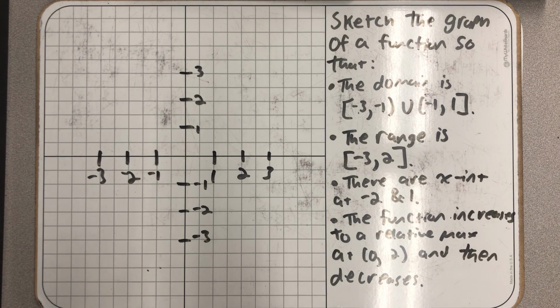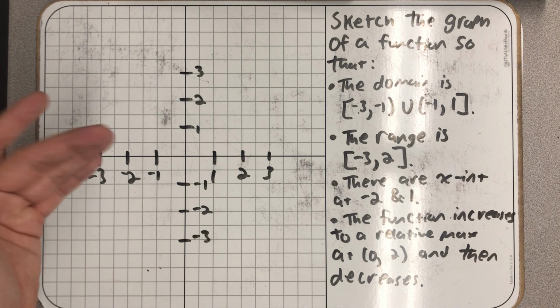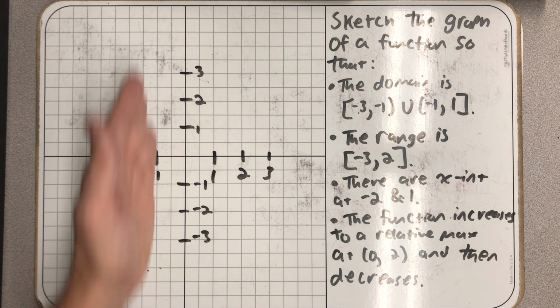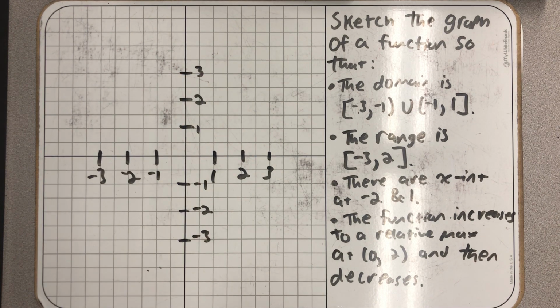We are asked to graph a function that has several properties. First, our function is supposed to have a domain from -3 to -1, leaving out -1, and then from -1 to 1. So my domain is going to be all the real numbers between -3 and +1, leaving out -1. The range is all the y values between -3 and 2, with nothing being left out between -3 and 2.